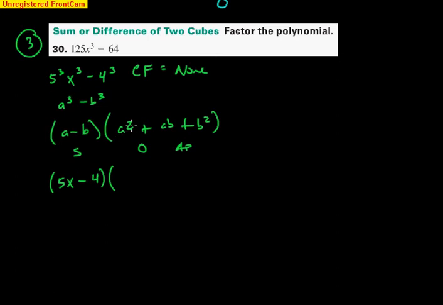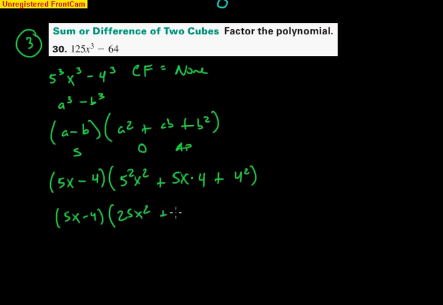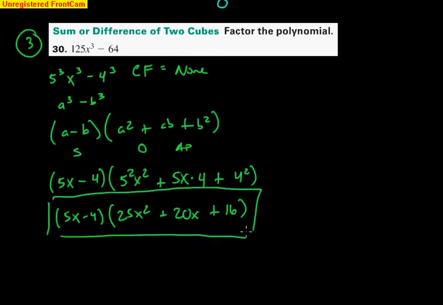A again is 2 things, 5 and x. So when I square a, I have to square both. 5 squared, x squared. Plus, a is 2 things, 5 and x, times b. b is 4. Plus, b squared. b is 4 squared. So this is 5x minus 4. And then we just simplify. This is 25x squared, plus this becomes 20x in the center, and 4 squared is 16. And there's your perfect cubes factored.